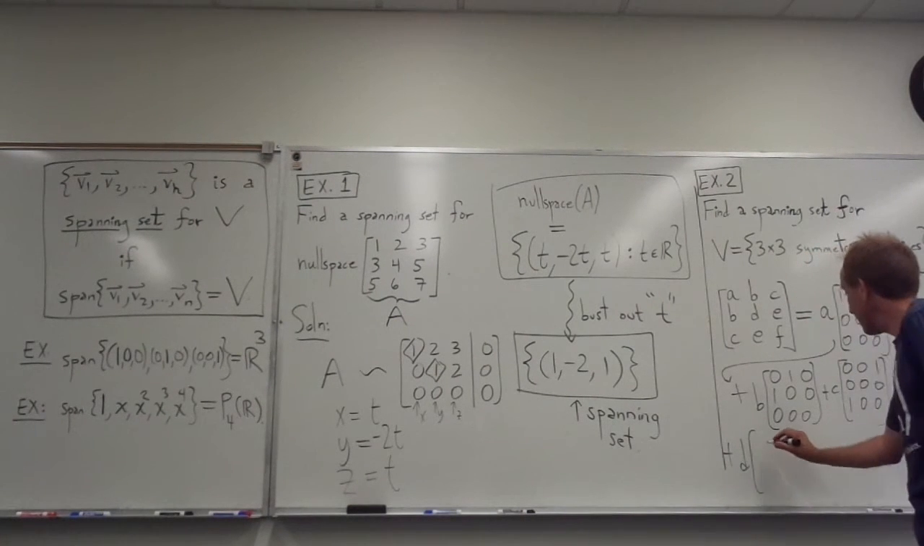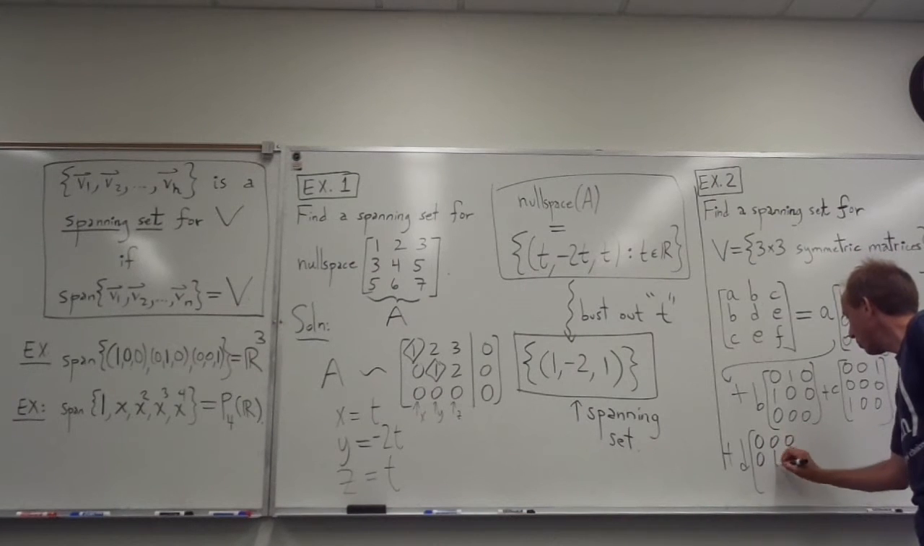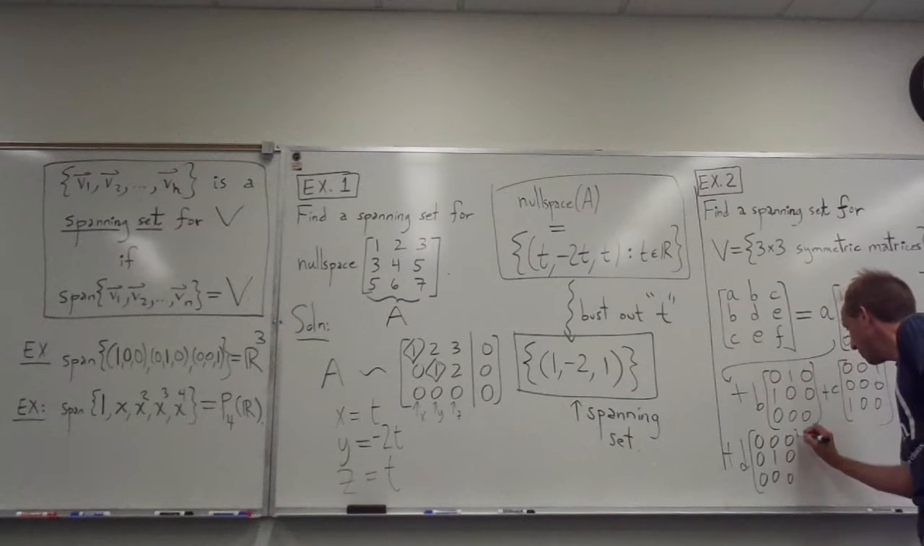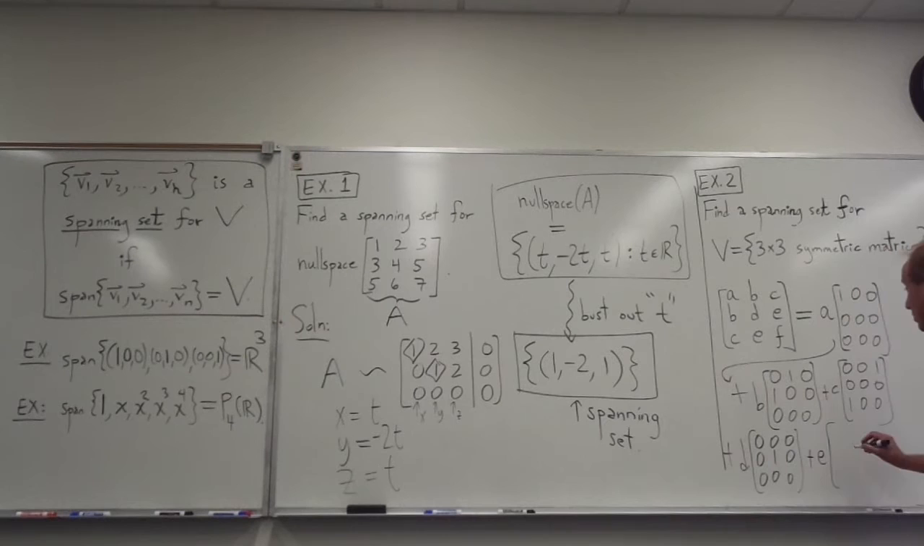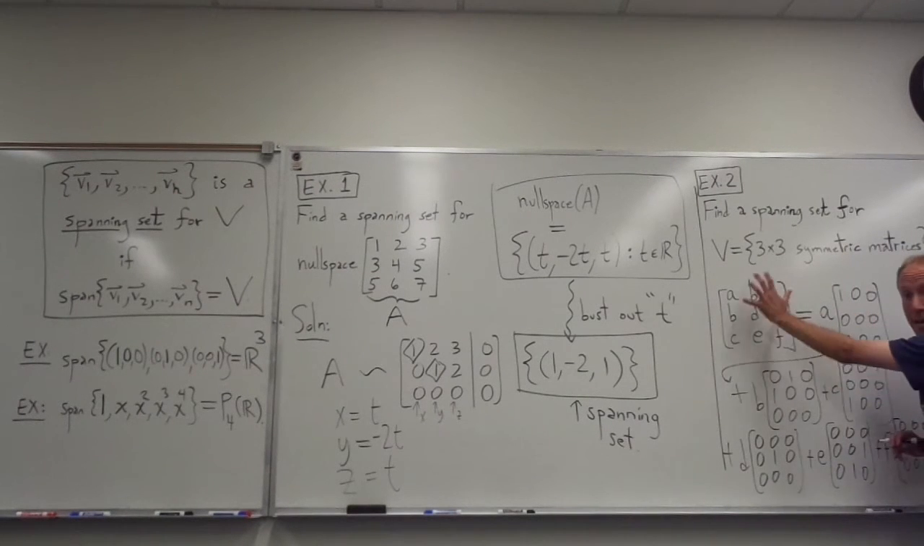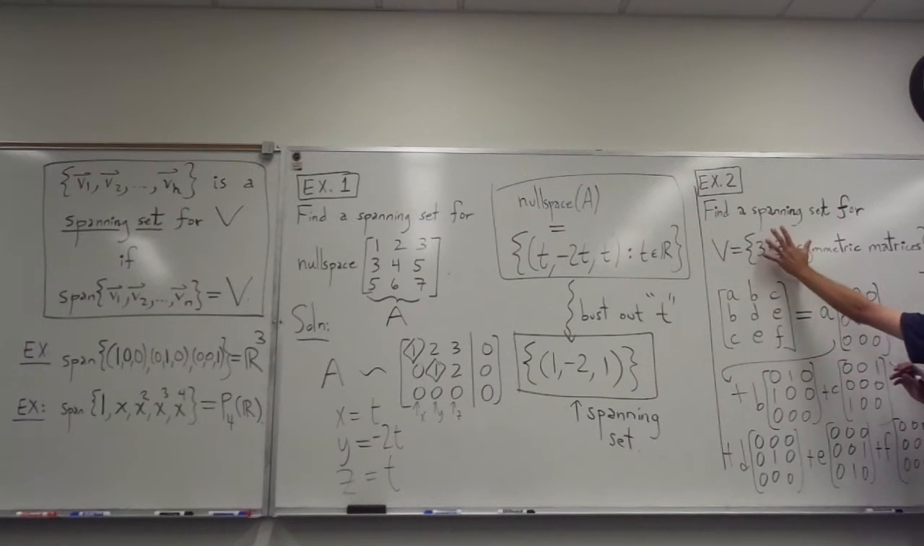D gets multiplied by 0, 0, 0, 0, 1, 0, 0, 0, 0. And then E gets multiplied by 0, 0, 0, 0, 0, 1, 0, 1, 0. And F gets multiplied by 0, 0, 0, 0, 0, 0, 0, 0, 1. So that is breaking down the arbitrary element of V.